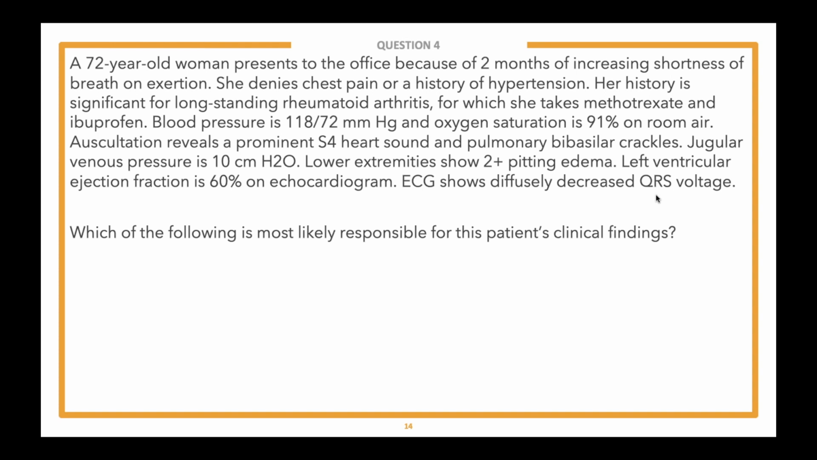Left ventricular ejection fraction is 60% on echocardiogram. ECG shows diffusely decreased QRS. Which of the following is most likely responsible for this patient's clinical findings? I want all of you to start thinking about the relevant clues in this vignette as I hand it off to Paras.